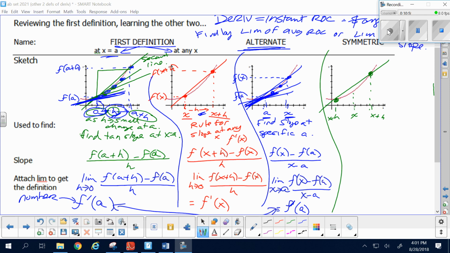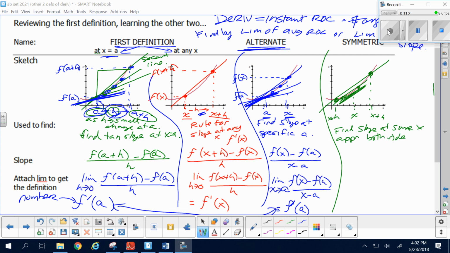When I move both points together, then draw the slope and draw the slope, then I start to approach the slope at x. And I'll get the same answer, although it looks different, but I'll still get slope at some x. So it's used to find slope at some x, but it approaches from both sides.